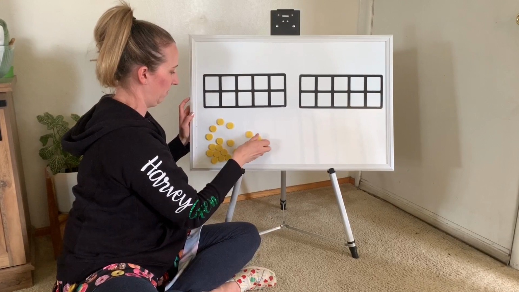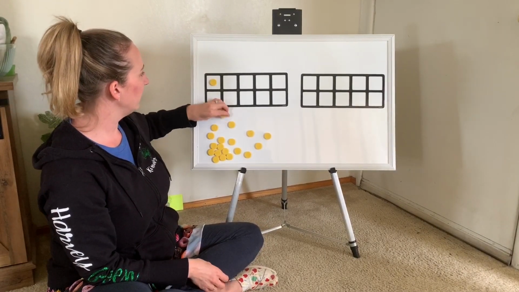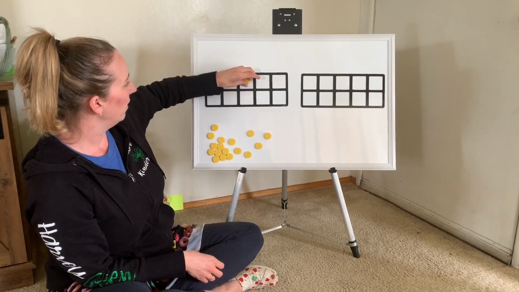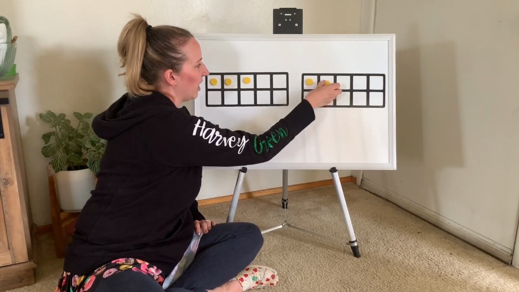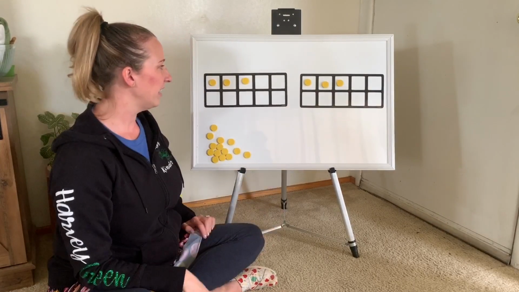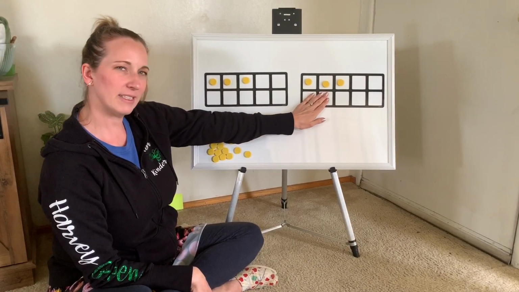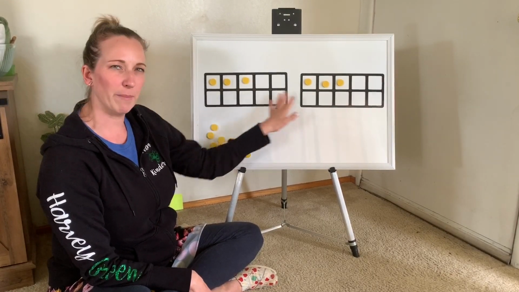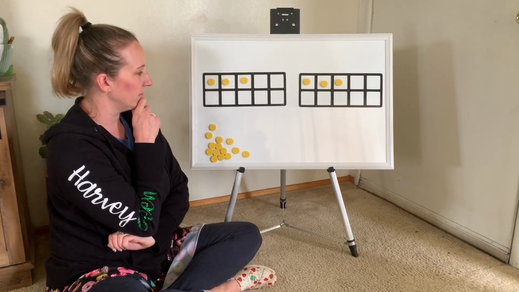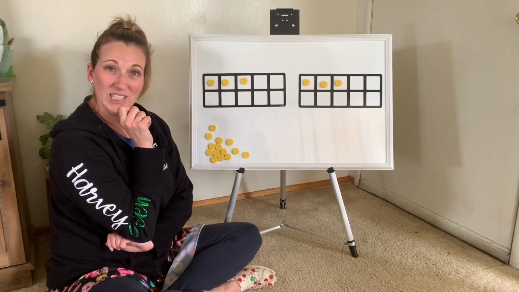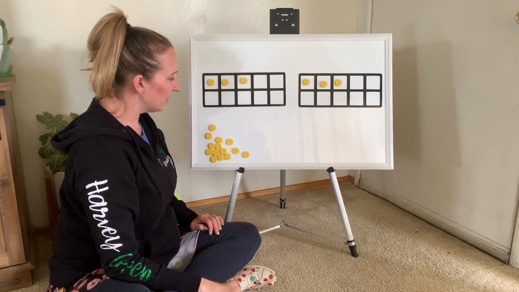Oops. All right. So over here, I'm going to put 3 dots. 1, 2, 3. And in this 10 frame, I'm going to put 3 dots. Now, do you think this is a greater number than this? Or a smaller number than this, or are they the same? Well, I think they're the same. There are 3 dots over here and 3 dots over here, which means they are the same.